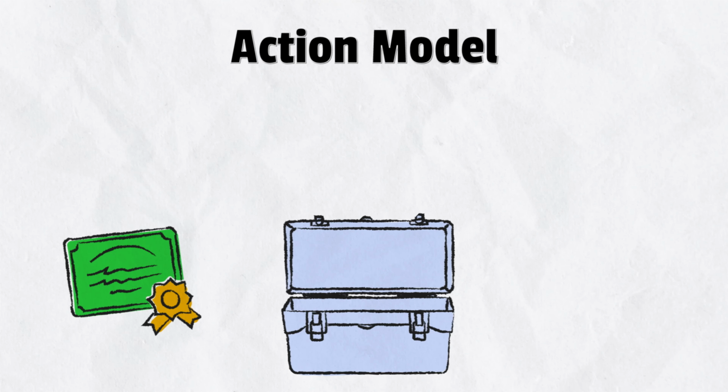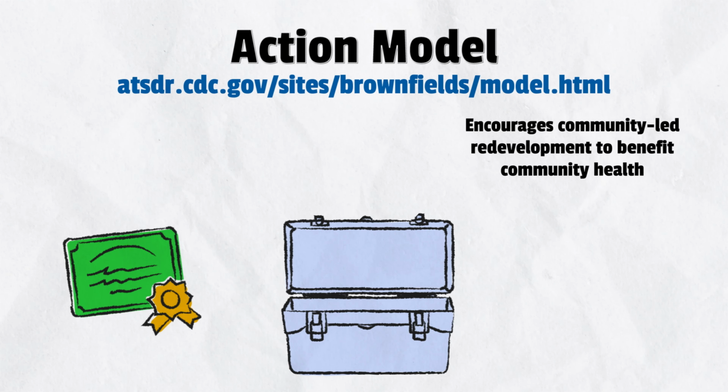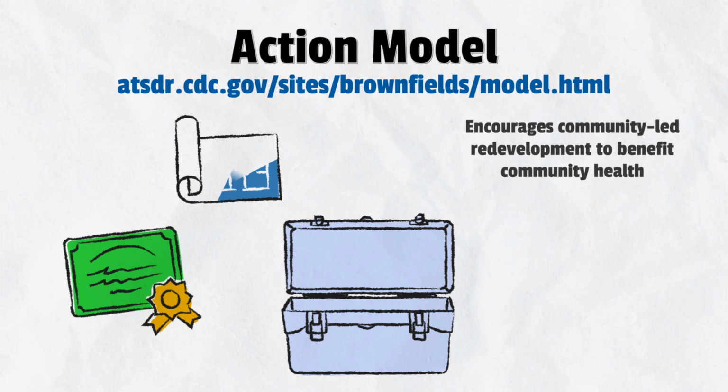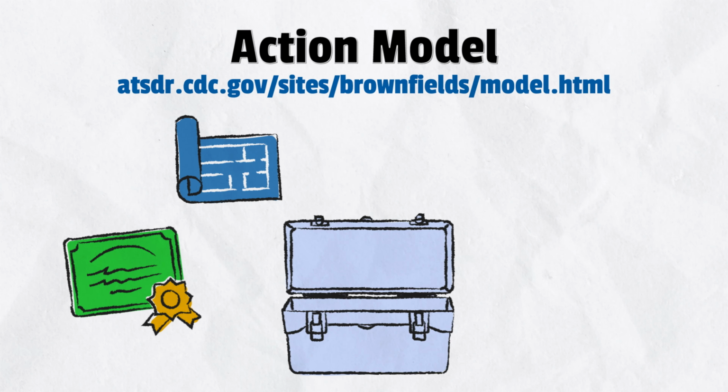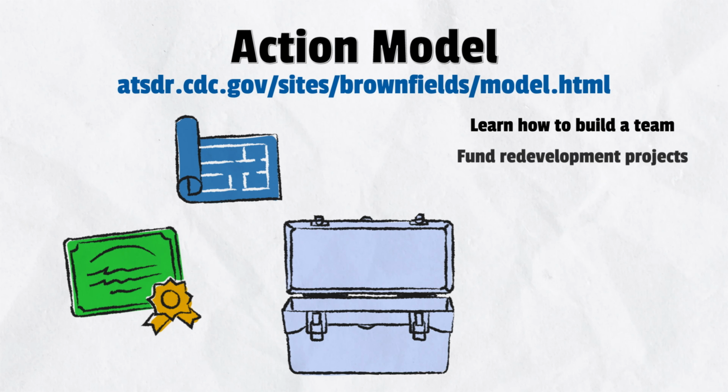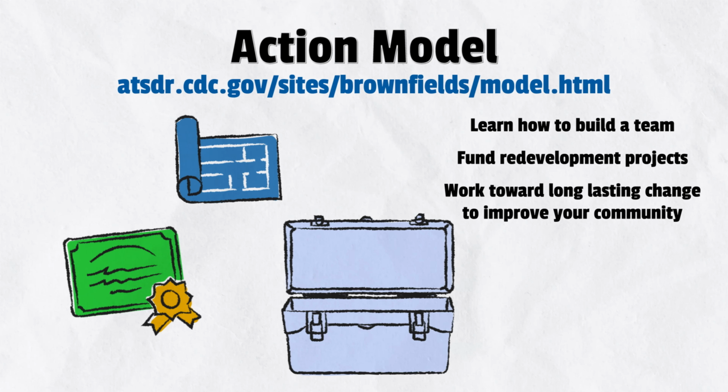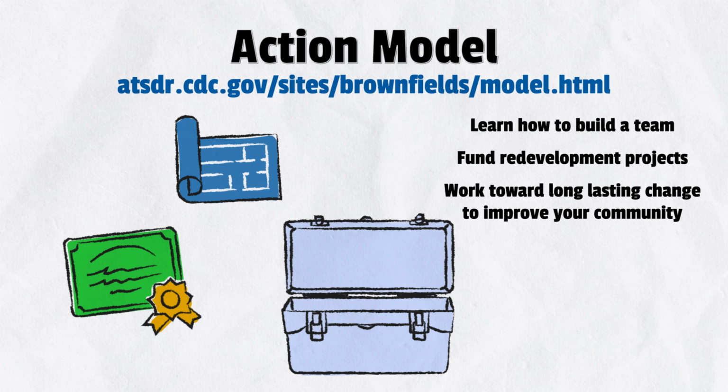ATSDR's Brownfields Land Reuse Action Model encourages community-led redevelopment to benefit community health. Check out the Action Model Toolkit to learn how to use the model in your community. Your community will learn how to build a team, fund redevelopment projects, and work toward long-lasting change to improve your community. Text reads, Action Model. atsdr.cdc.gov/sites/brownfields/model.html. The open toolbox and the certificate are back on the screen, below the text. A blueprint appears near the toolbox and certificate.